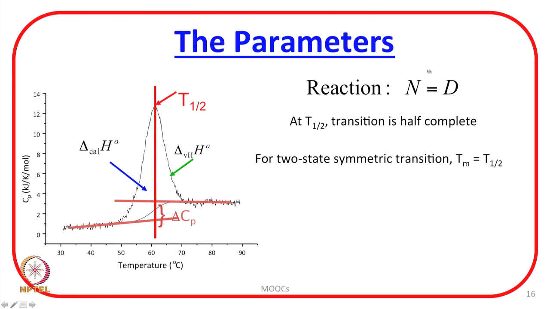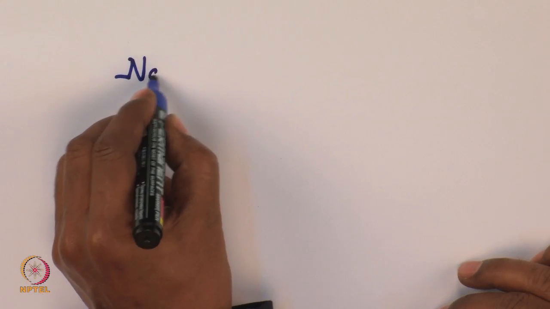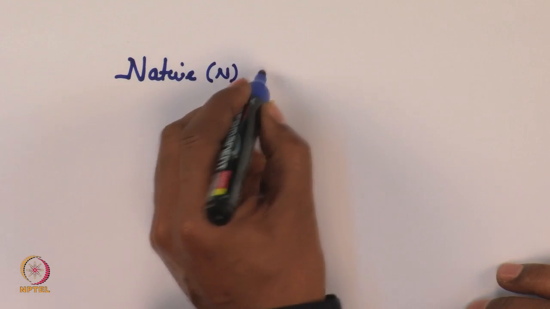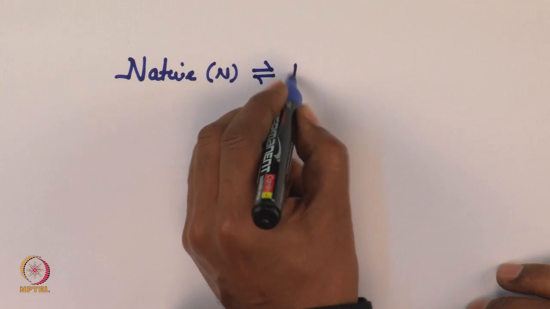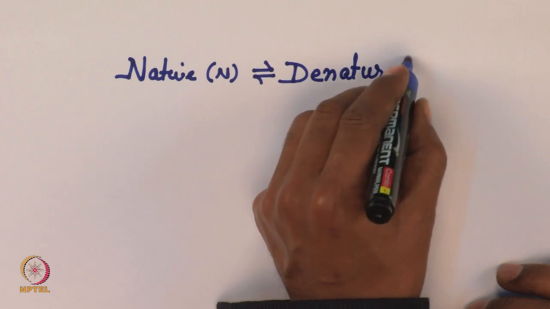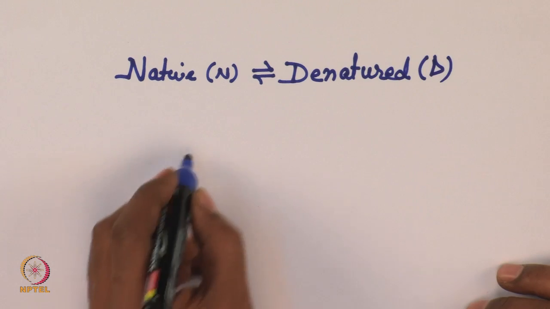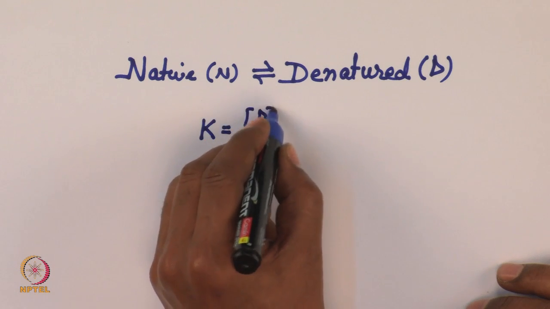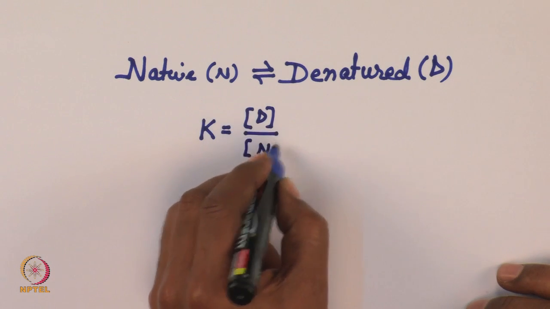Now, let us write down an equilibrium constant for this process, N going to D. So, we are talking about this equilibrium: native, if I write as N, in equilibrium with denatured protein, I will write this as D. Then K I will write as the concentration of D divided by the concentration of N.